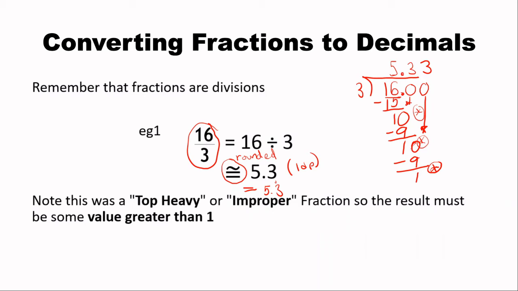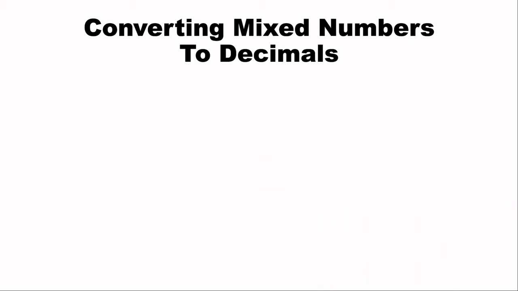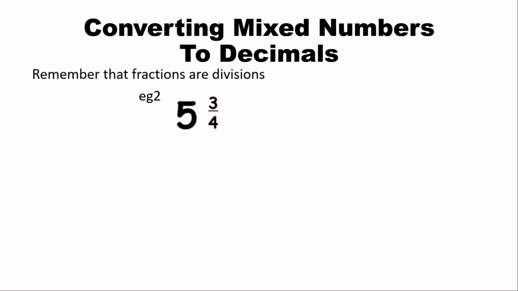So that was converting a top-heavy fraction into a decimal. What about converting mixed numbers to decimals? Now don't worry, this is actually easier than what we've just done. Just remember that fractions are divisions again, but mixed numbers have already got a whole number part, and the fractional part is not a top-heavy fraction.